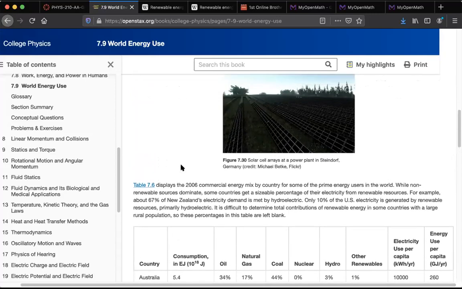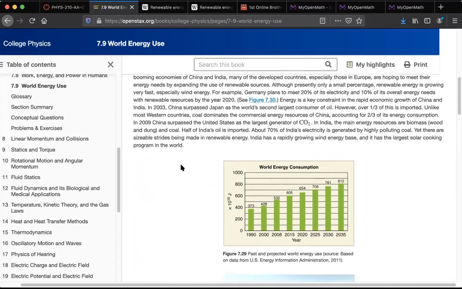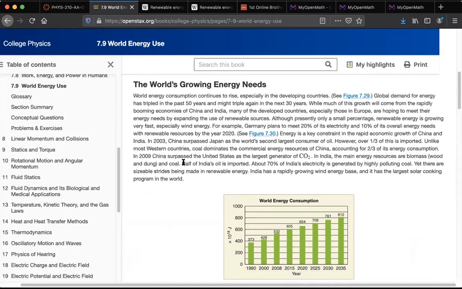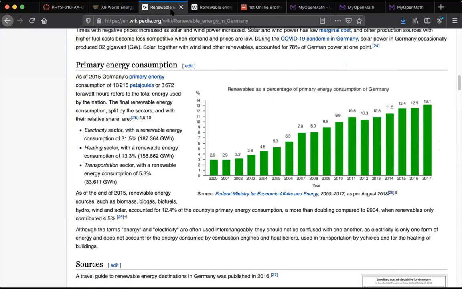Let's see. They said it's out of date. Oh yeah, here we go. They say Germany plans to meet 20% of its electricity and 10% of its overall energy with renewable sources by the year 2020. Okay, and so this statement is out of date, and so I have here, I think, yeah, this is Germany. You can get this on Wikipedia. So you see here, Germany, they reached 10% somewhere between 2010 and 2011, and today they're at like 13%.